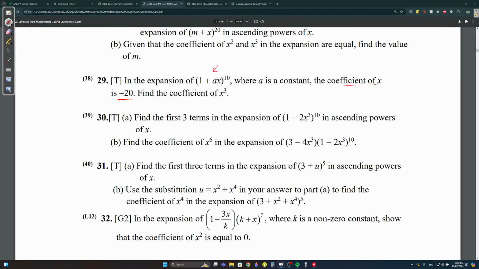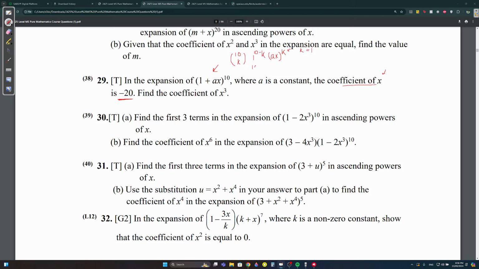Let's start and see what the coefficient of x is. Okay, let's see, when do we get x to the power of 1? The general term here is 10ck, 1 to the power of 10 minus k, ax to the power of k, right? We want x to the power of 1. So we want this power of x, which is k, to be equal to 1. So that means, how do we find the coefficient of x?